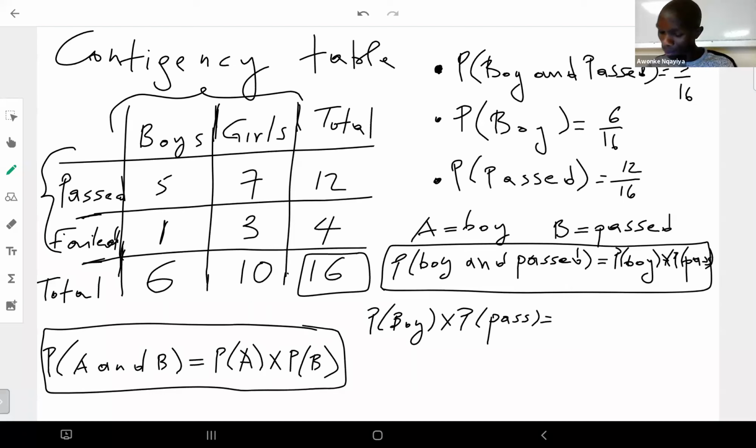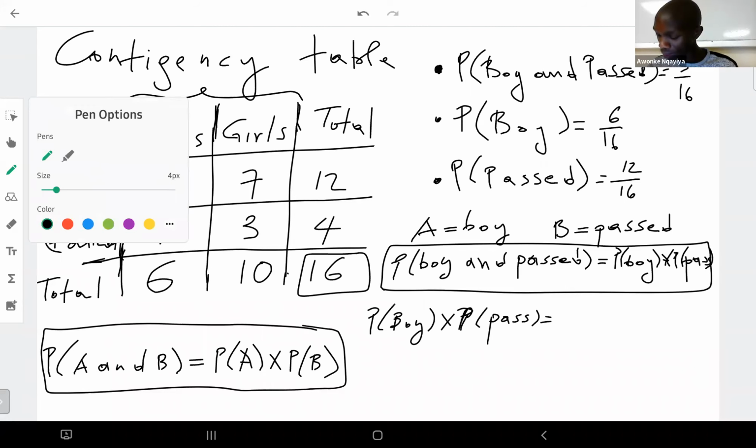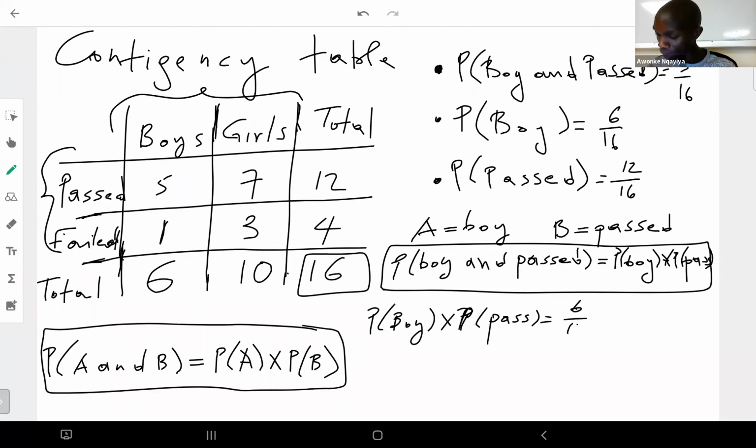What was the probability of boy? I can't remember. It was 6/16. What was the probability of pass? 12/16. 6/16 multiplied by 12/16. What do you get when you press that on your calculator? 9 over 32.